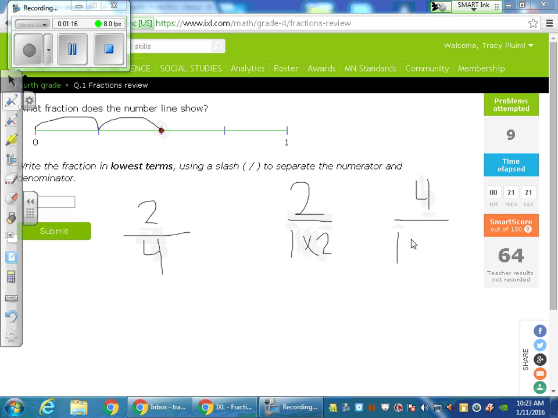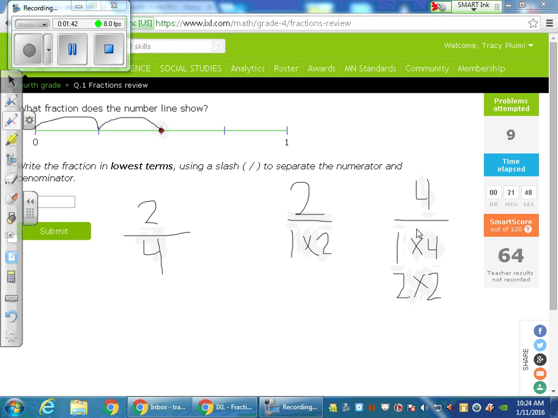I know 1 times 4 is 4, and then I do a 2. Can I do 2 times something to get to 4? 2, 4. Yep. 2 times 2 equals 4. Then I would try 3. 3, 6. Nope. That does not work, so I'm going to erase that, and I'm done with my factors of 4.